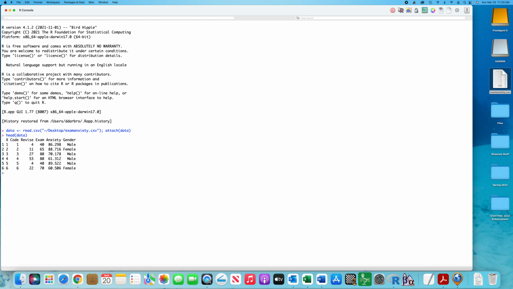So no worrying about setting your working directory, which sometimes could be pretty frustrating with some different computers' operating systems.